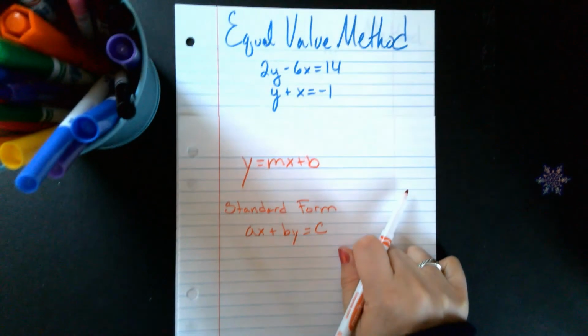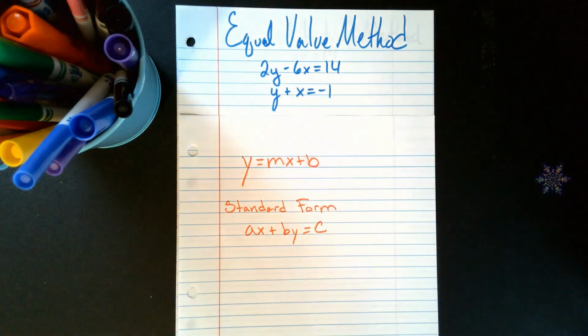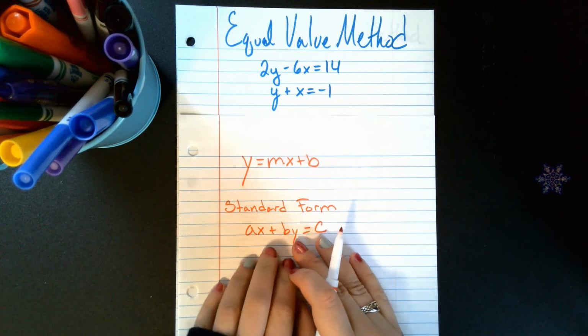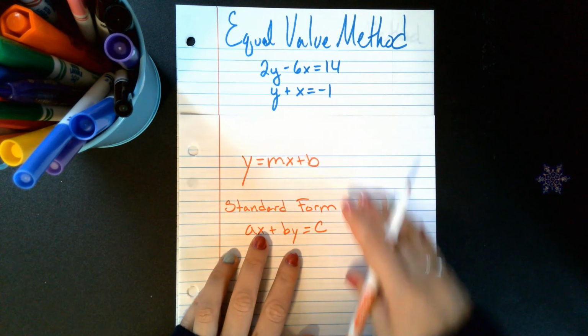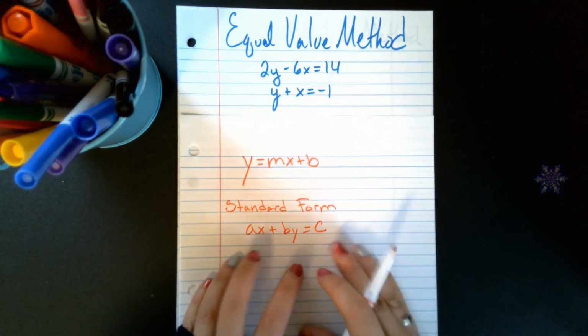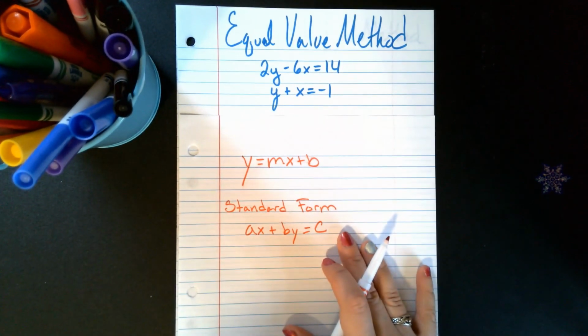Now on the test that you're going to take at the end of chapter 5, which is coming up quite quickly, you are going to be expected to be able to transform standard form to y equals mx plus b form and solve with it. So I want to show you that today as a bonus kind of ending video.